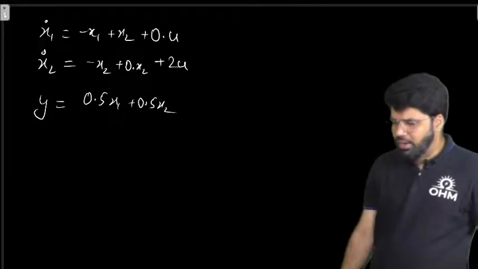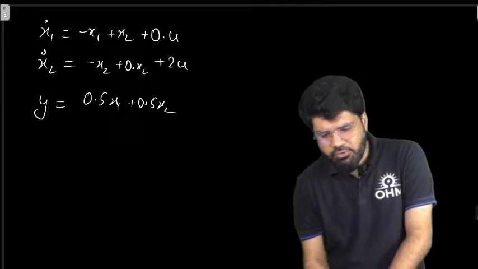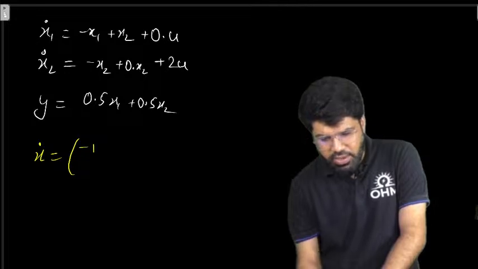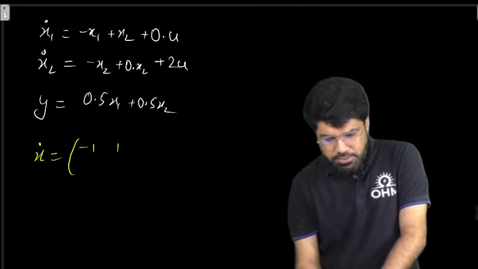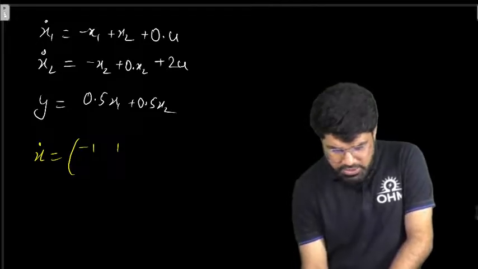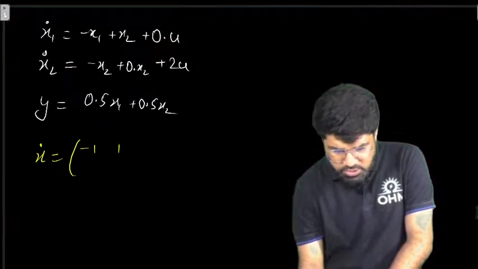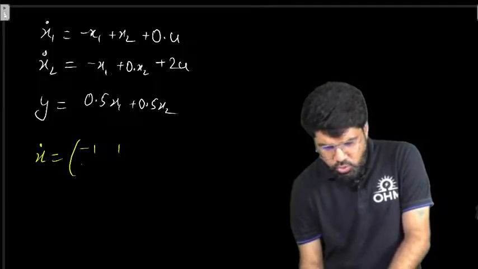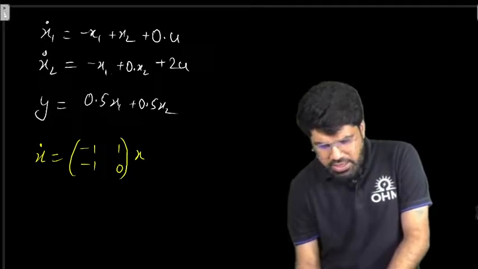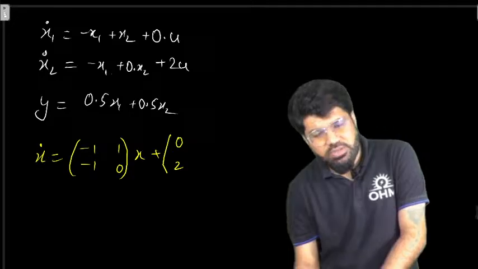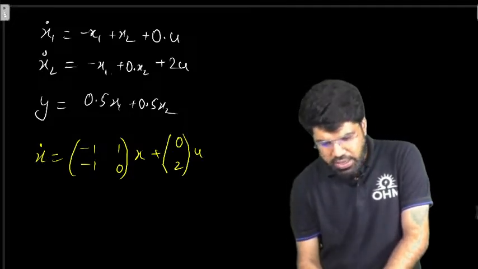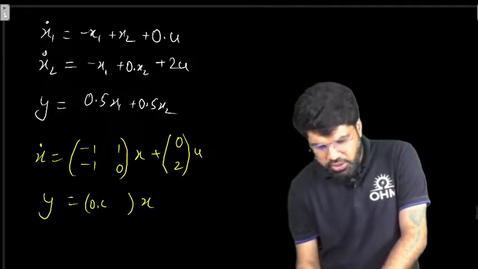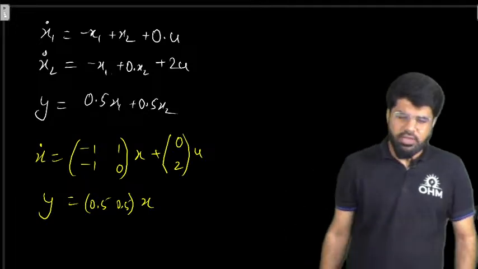Now you can see what the matrix A will be. In the matrix form, x dot will be: in the first equation, what is the coefficient of x1, x2? Minus 1 and 1. In the second equation, sorry, this was minus of x1. Correcting it here: x1 coefficient minus 1, x2 coefficient 0. Into x plus how much input? First equation 0, second equation 2, plus 0 into u, and y is equal to Cx: x1 coefficient 0.5, x2 coefficient 0.5. This is the state variable representation.